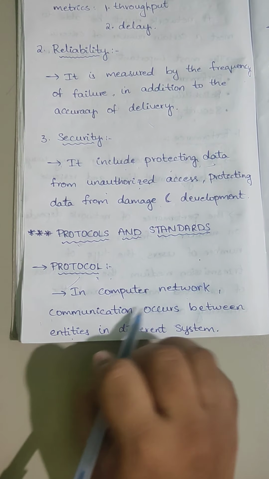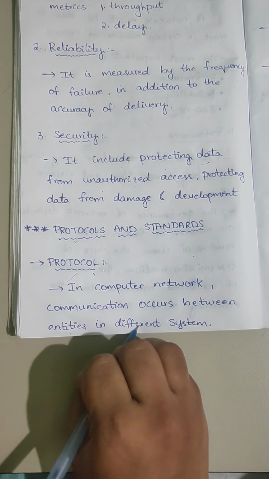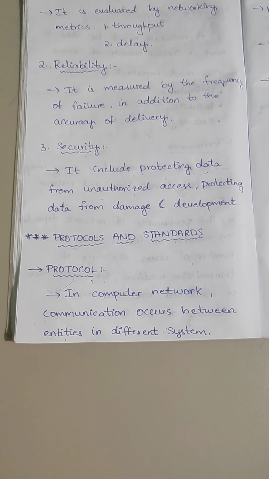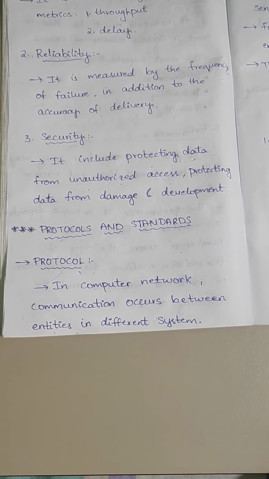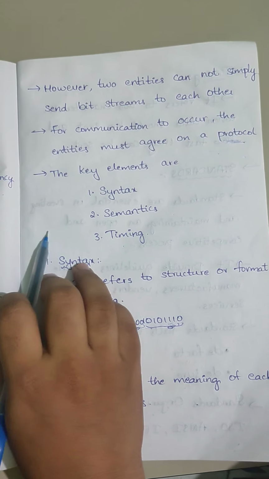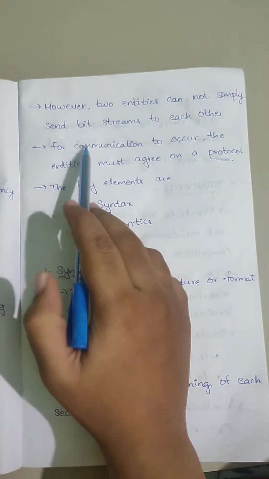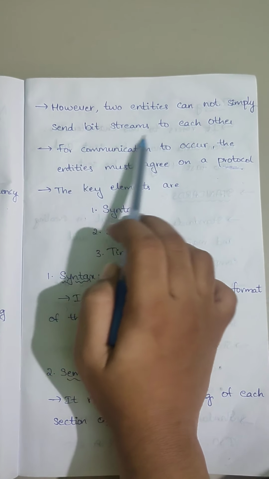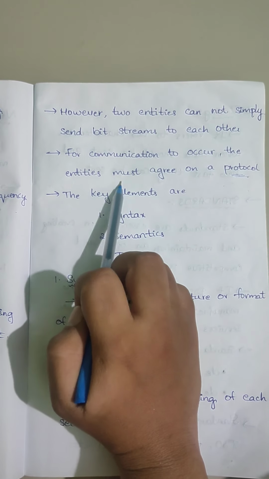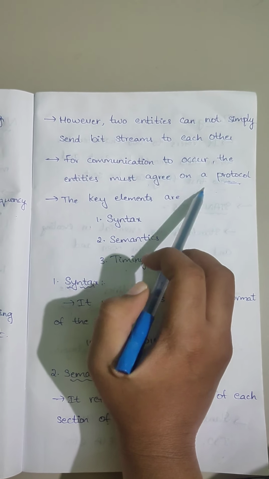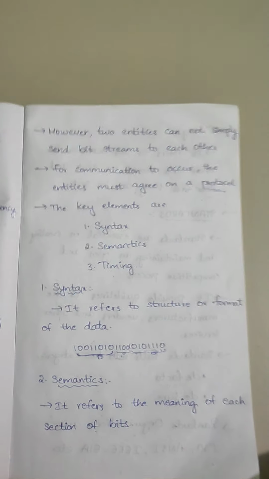In a computer network, communication occurs between entities in different systems, and protocol is a synonym for rule. What is meant by entities? An entity is anything capable of sending or receiving information. However, two entities cannot simply send bit streams to each other. The entities must agree on a protocol for communication to occur. Without a protocol, the data will be useless.